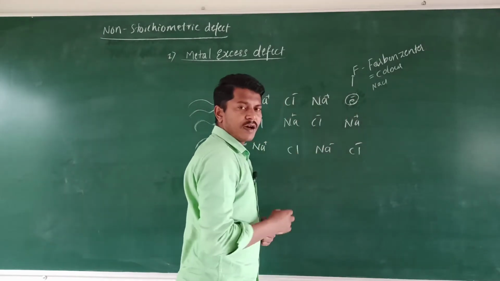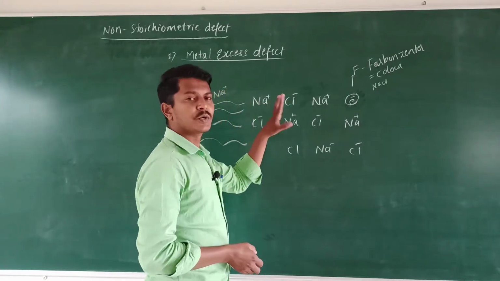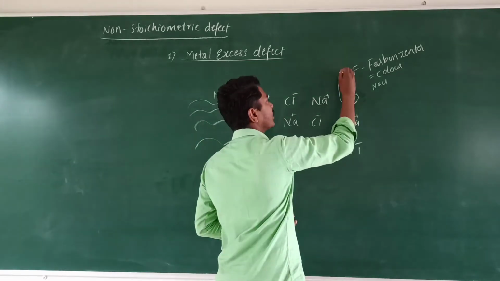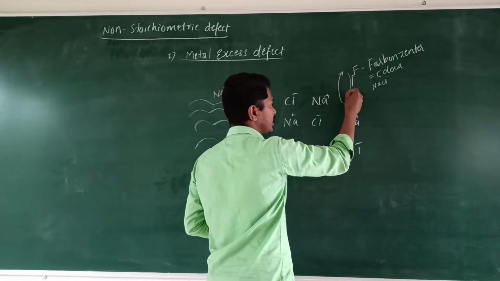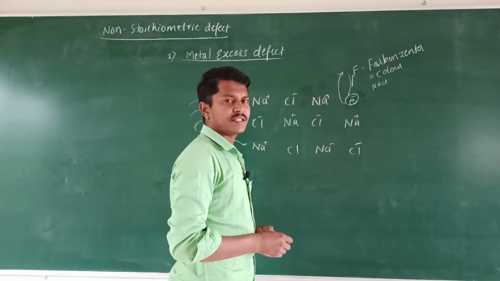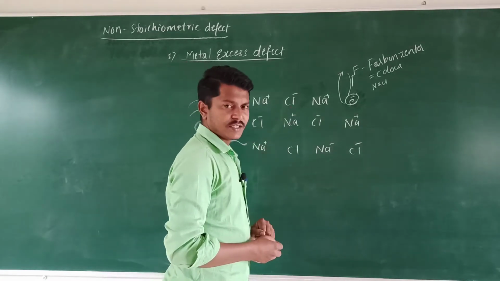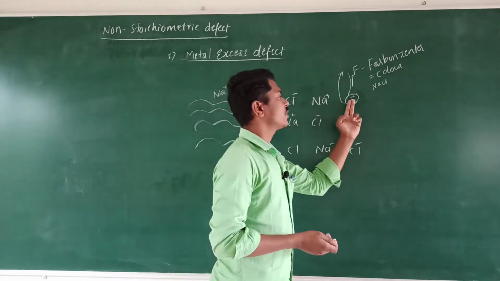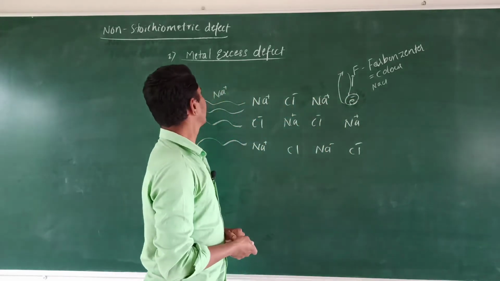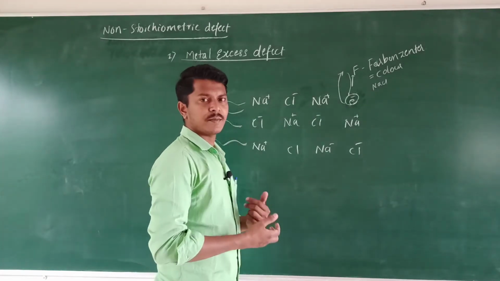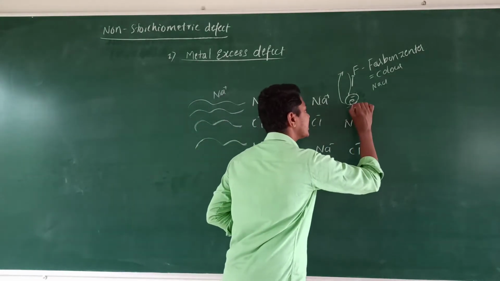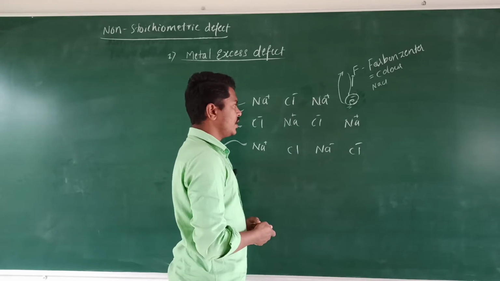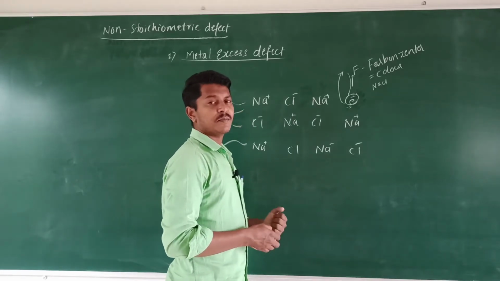The presence of this unpaired electron makes the compound colored. When it gets energy, it goes to the excited state and comes back to its original state. During this excitation and relaxation, the compound shows some color. That color is caused by this electron. That's why metal excess defects show color, and that's why the site is called the F center. One more question will appear in the annual examination: what is the F center, or define the F center.